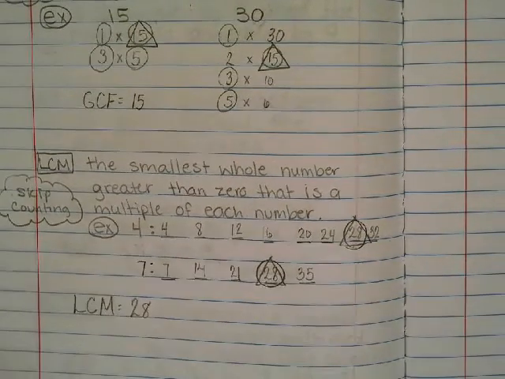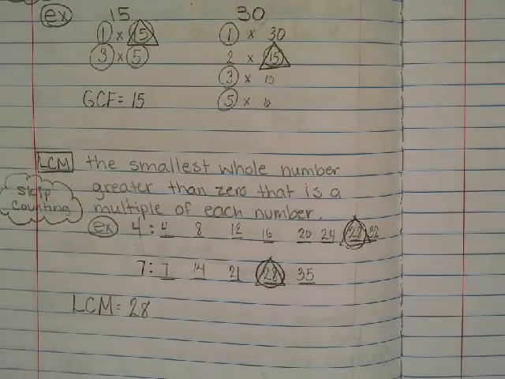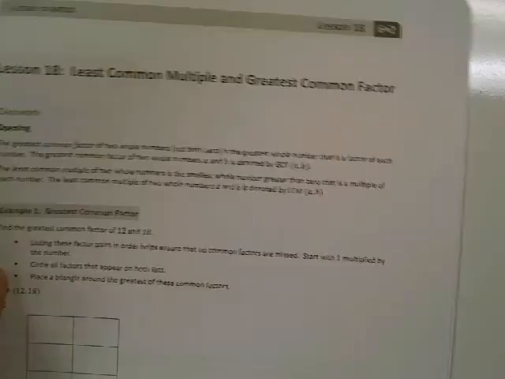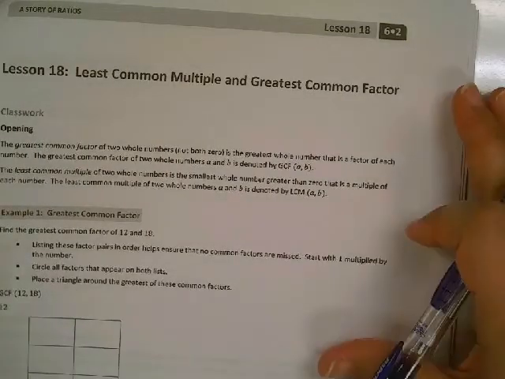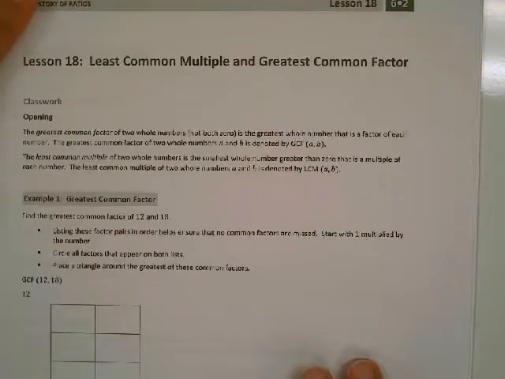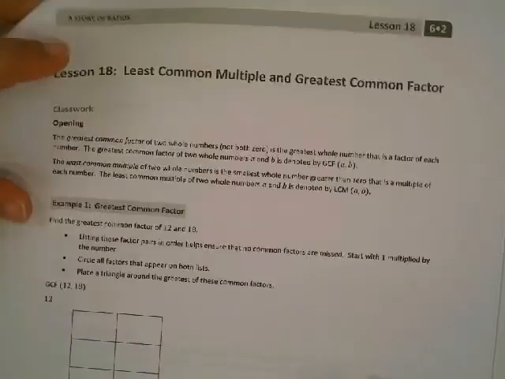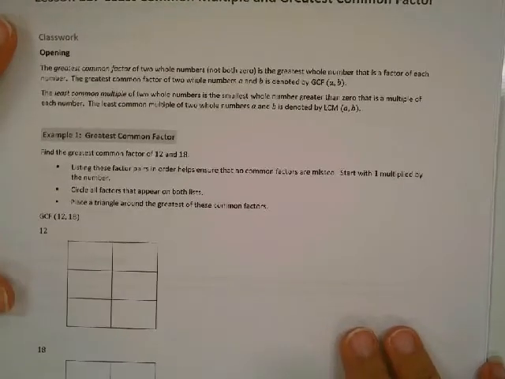So now if you go ahead and take out today's lesson in your math book, we are on lesson 18, least common multiple and greatest common factor. It starts off with the same definitions that I had already given you in your notebook today.